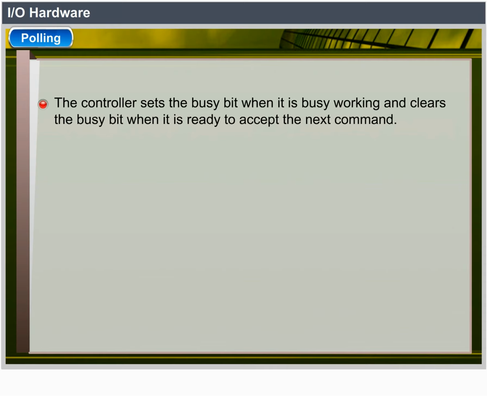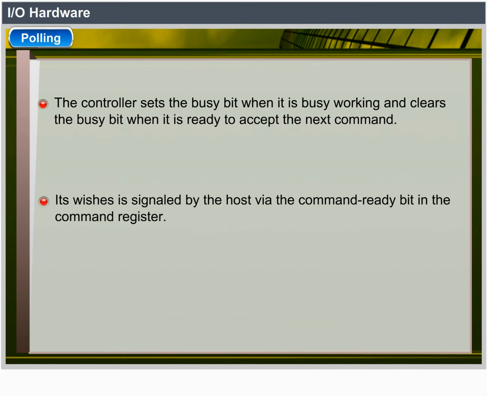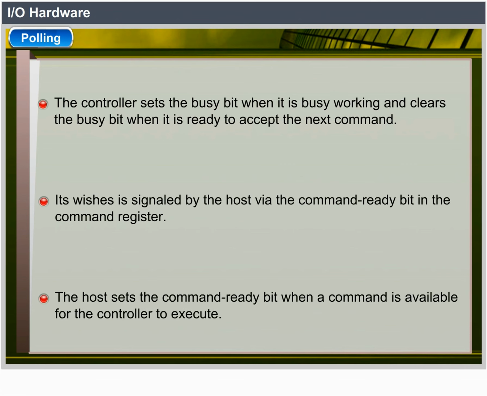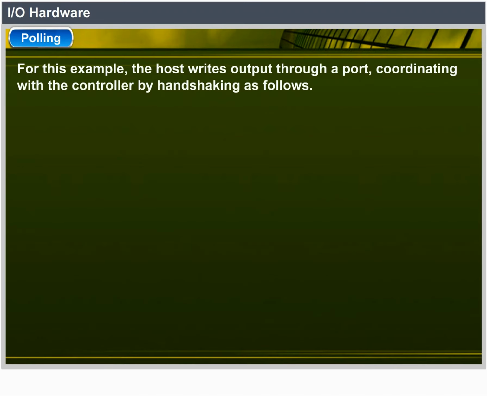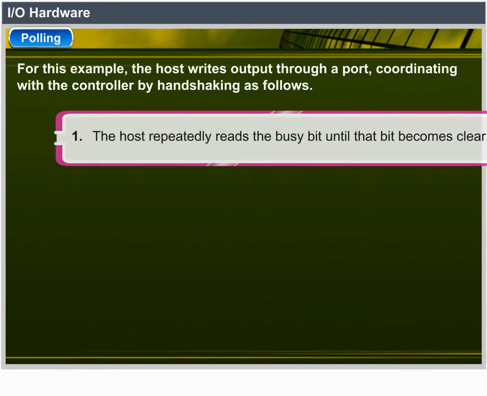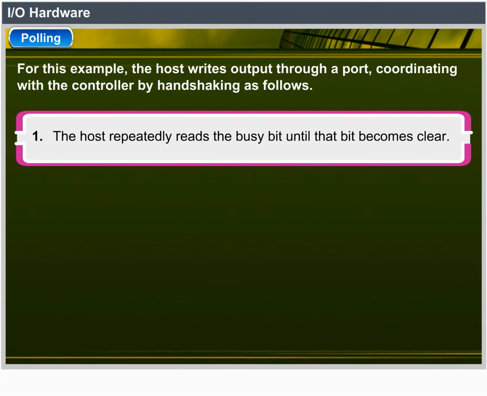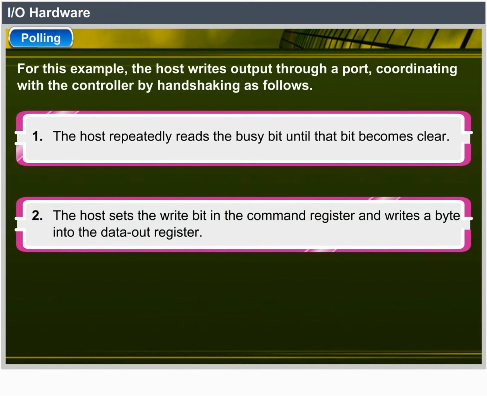The host signals its wishes via the command ready bit in the command register. The host sets the command ready bit when a command is available for the controller to execute. For this example, the host writes output through a port, coordinating with the controller by handshaking as follows. The host repeatedly reads the busy bit until that bit becomes clear. The host sets the write bit in the command register and writes a byte into the data out register. The host sets the command ready bit.